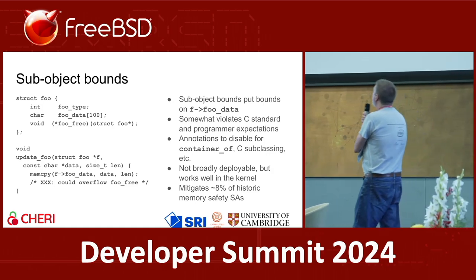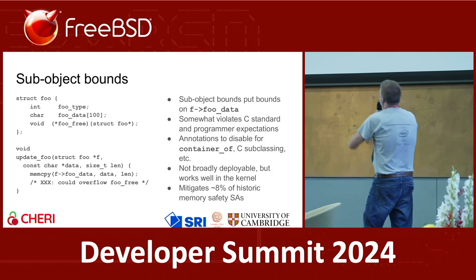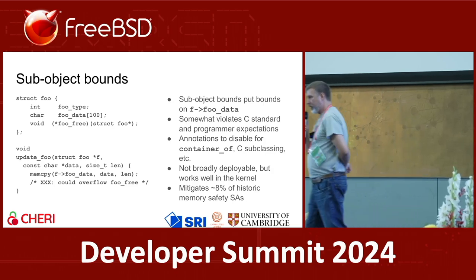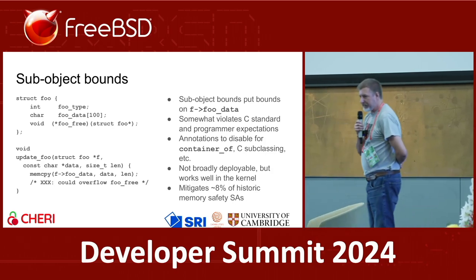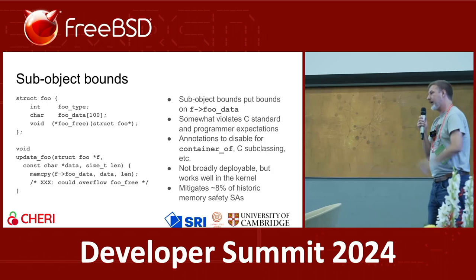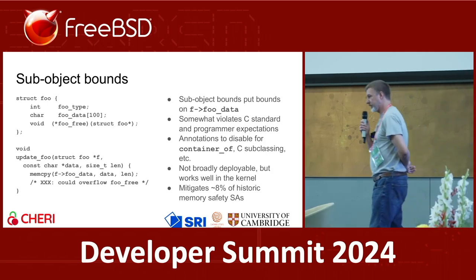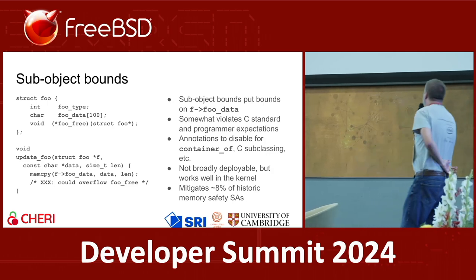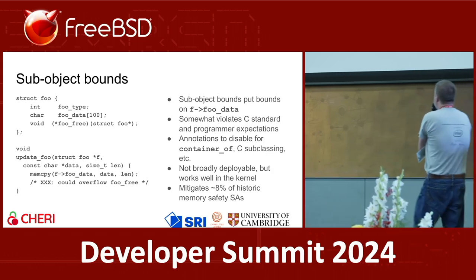But if we turn on sub-object bounds, then if you pass, for example, foo data as an argument to memcopy, the pointer that memcopy gets inside is actually constrained to the array, and you can't overflow out of the array into adjacent things in the structure, which is the example that Brooks has here in update foo.